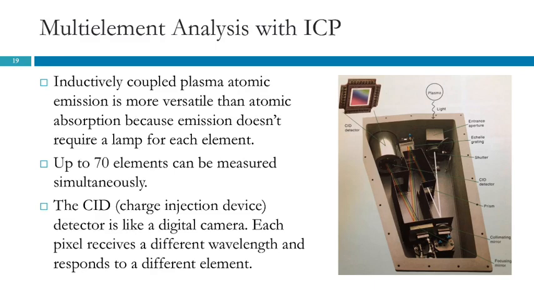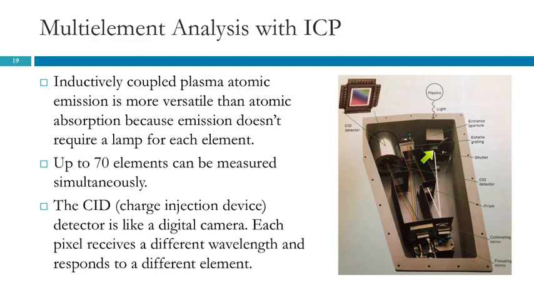One of the cool things you can do with the inductively coupled plasma atomic emission is that you can actually measure multiple elements at the same time. And so this is a photograph of such an instrument. Here you've got your plasma, and the light is coming in from the plasma because your sample's going in there, and it's getting excited, and it's emitting light. So we direct the light from the plasma into the instrument.